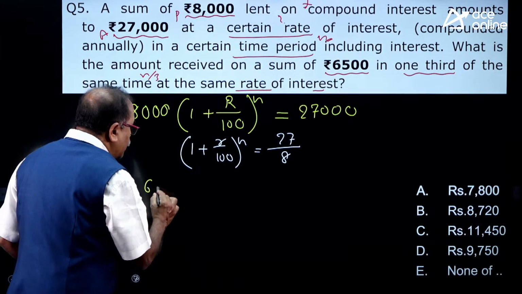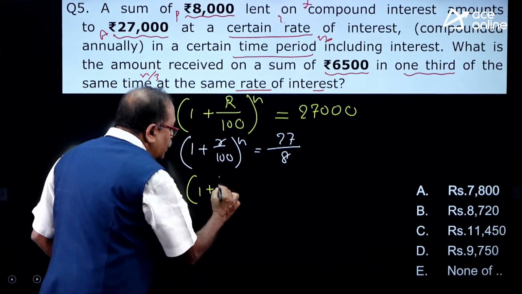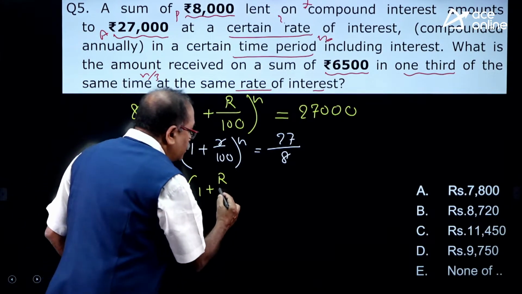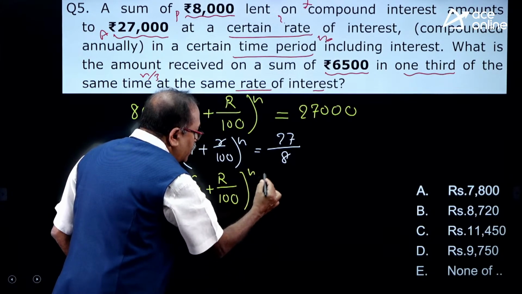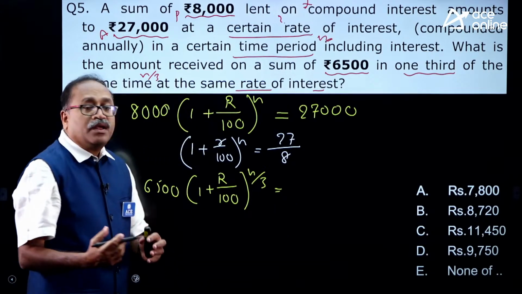Now, 6,500 into 1 plus, look at the beauty of the question, r by 100 to the whole power n by 3, which is equal to how much?